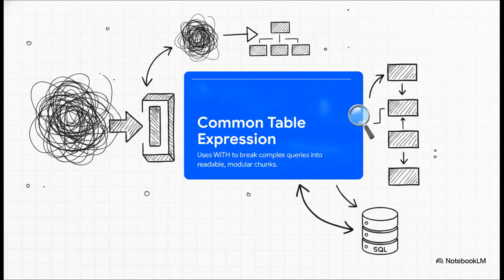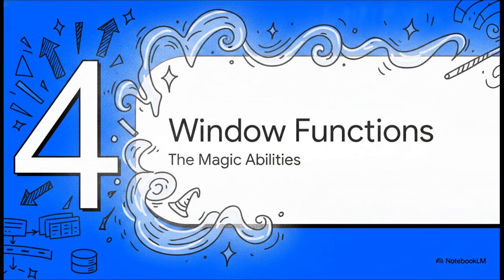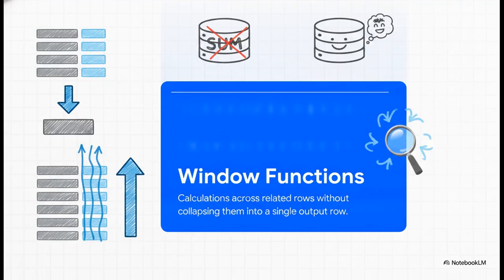You build your logic step by step, almost like you're defining variables at the top of a script. It makes debugging infinitely easier down the line. Which brings us to Section 4, Next-Level Window Functions, the Magic Abilities. The absolute magic of window functions is that they solve a massive, massive headache. See, standard aggregations with a group by collapse your rows, meaning you completely lose all that individual row detail. Window functions, however, let you perform calculations across a set of related rows without collapsing a single thing.